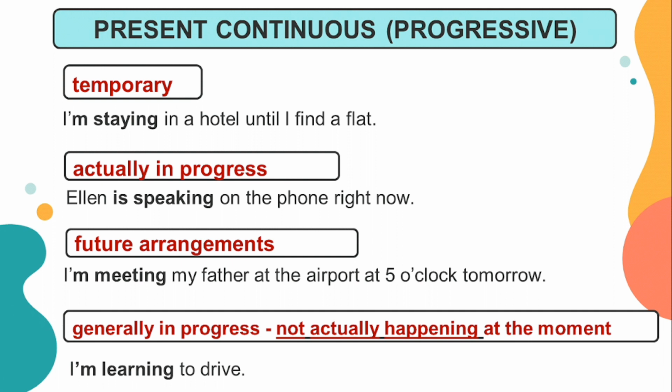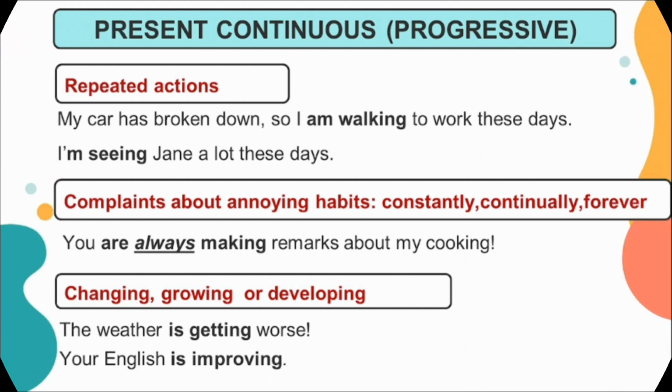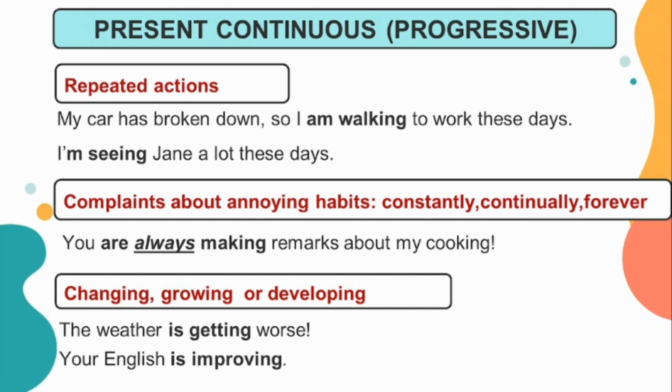It describes actions generally in progress, but not actually happening at the moment: I'm learning to drive. It's not actually happening at the moment. Present continuous shows repeated actions: My car has broken down, so I'm walking to work these days. I'm seeing Jan a lot these days. These are repeated actions, but they are temporary.